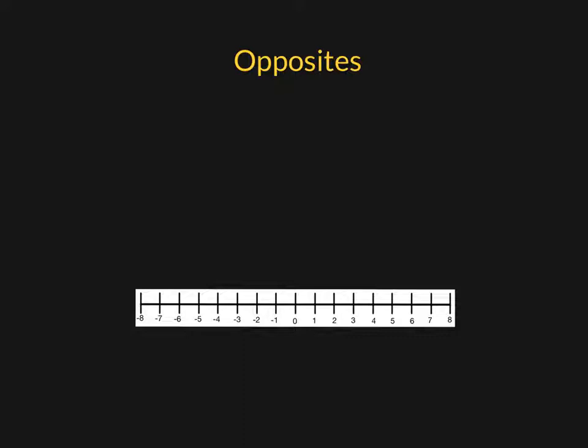Opposites are two numbers on the number line that are the same distance from 0 but in the opposite direction from 0.